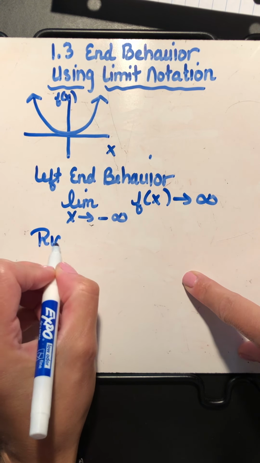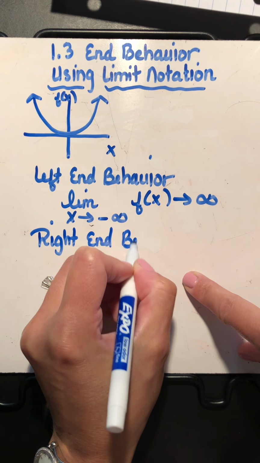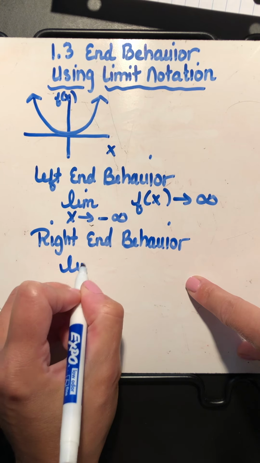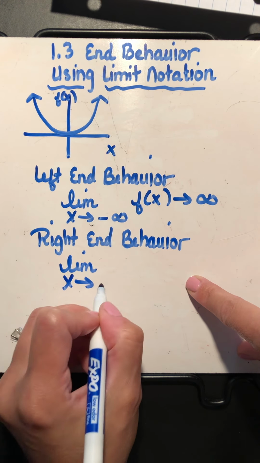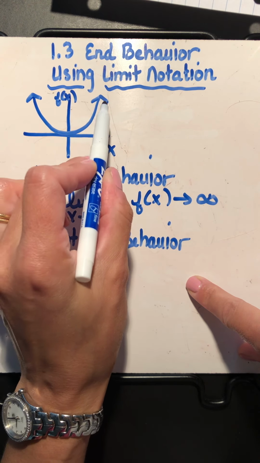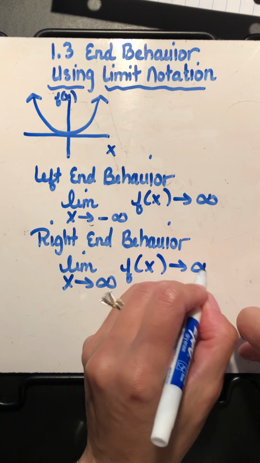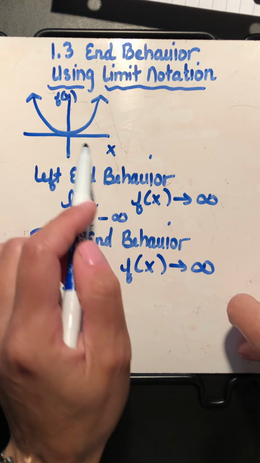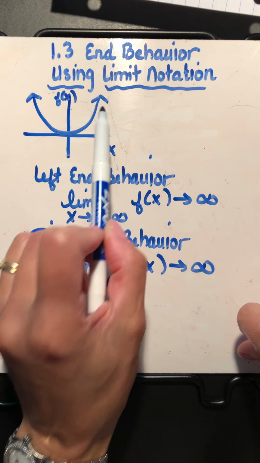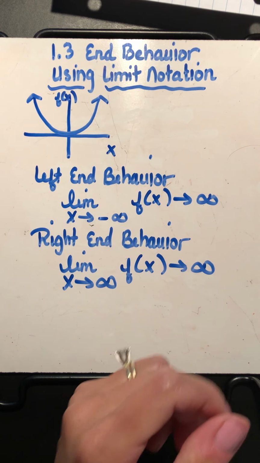Similarly, if I want to know the right end behavior, I can say, what is the limit as x approaches positive infinity, because that means I'm traveling to the right. You can see the y values approach infinity as well. So this would be f of x approaches infinity. And in either case, we are allowed to have end behavior because the function can clearly travel to infinity, can clearly travel to negative infinity without being obstructed.